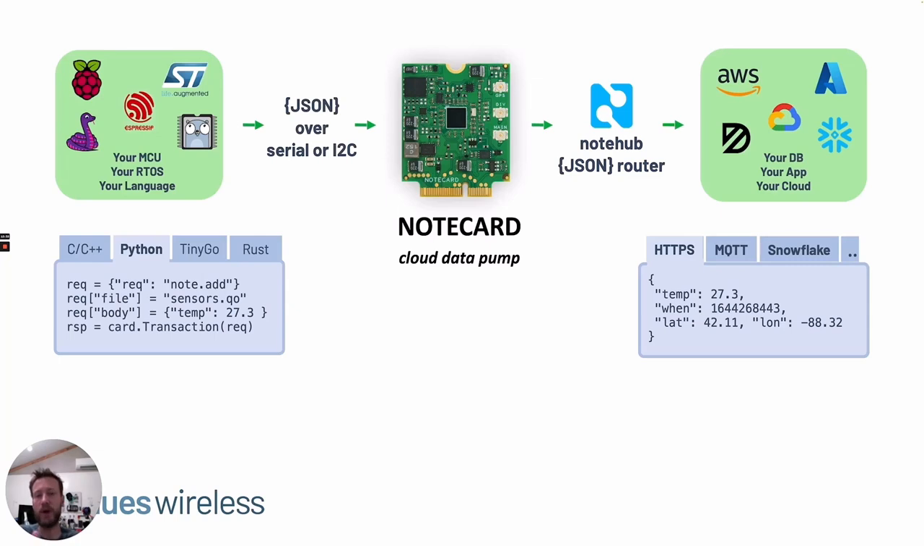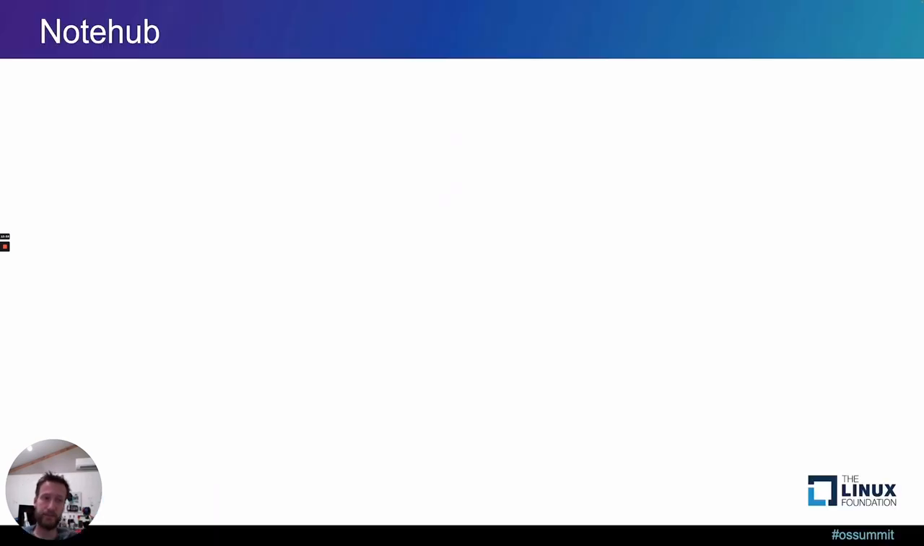As a data pump, the Notecard is meant to be used with the MCU host of your choice. So you can pick an STM32, ESP32, Nordic device, or even an 8-bit Arduino and communicate with the Notecard using a 100% JSON API over serial or I2C. You can also use any embedded language that can print strings. And we have SDKs for C, C++, Arduino, TinyGo, Rust, and CircuitPython.